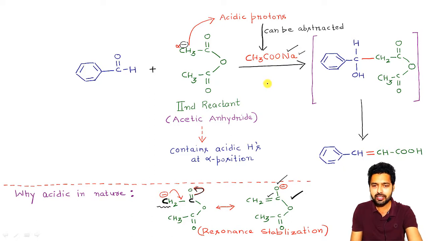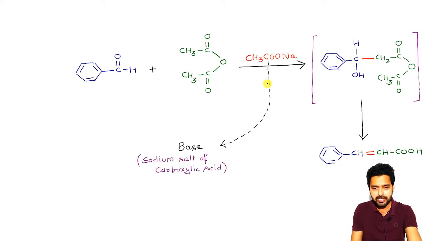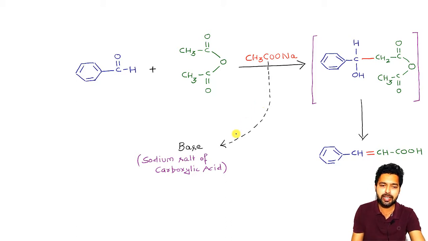The next thing is the base itself. So you can see in this Perkin reaction we will always be taking the sodium salt of a carboxylic acid, right? So the base here is fixed. We cannot just use any kind of base here. We will always be using the sodium salt of some particular carboxylic acid. But the thing is, what kind of carboxylic acid has to be selected here? Okay, we do have the answer for this question.